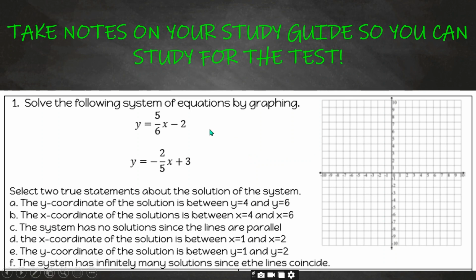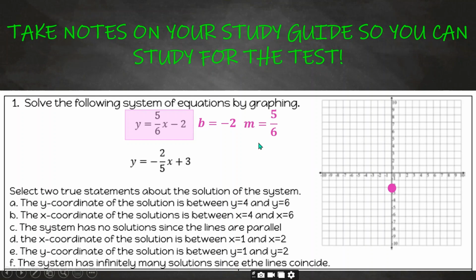So first, we are going to solve the following system of equations by graphing. So we have an equation here, y is equal to 5/6x minus 2. When I'm graphing this equation, the first thing I need to identify is my y-intercept, which is always the number that's by itself. And yes, the sign is attached to the number. So that is -2. So here on my y-axis, this is where y is equal to 0. So I go down -1, -2, and there is my y-intercept.